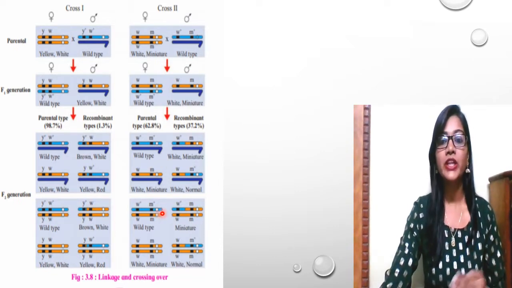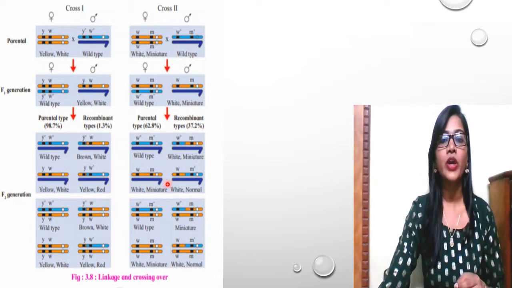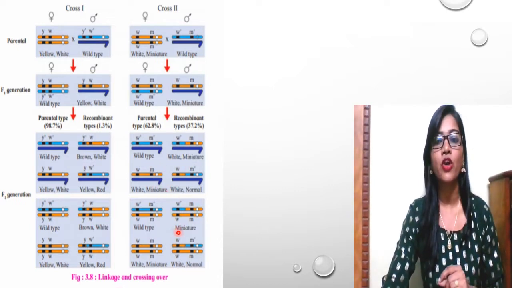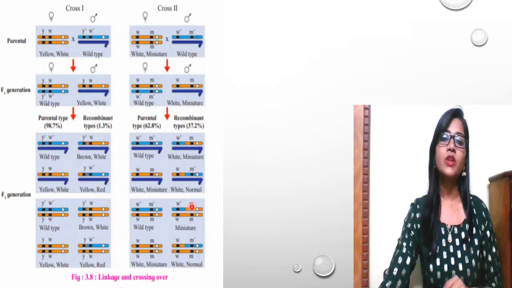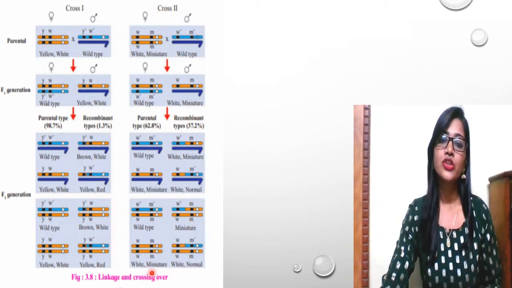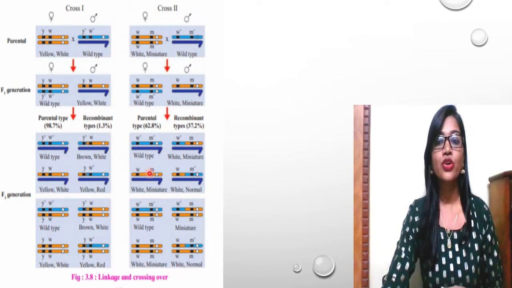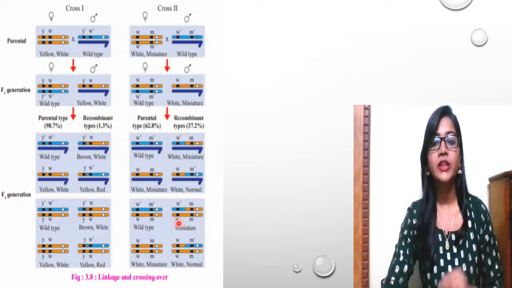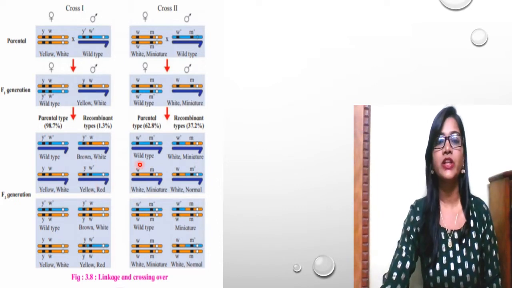White body and miniature wings, that is the shape of the wings, showed 37.2% recombination in cross 2. So cross 1 shows crossing over between the genes Y and W. Cross 2 shows crossing over between the genes white and miniature wing, that is M, where the dominant wild type alleles are represented with the positive sign. You can observe the M and W here, with the positive sign shown.